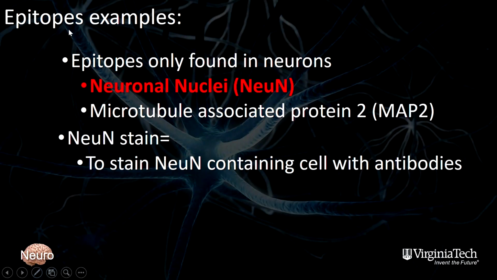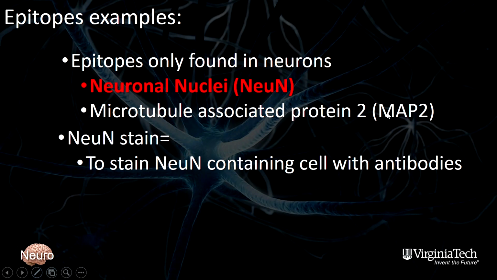Okay, let's talk about the epitope examples. So there are some epitopes you can only find in neurons, and because of this, we'll be able to use immunofluorescence to label neurons. So there are 2 of them. One is NeuN. It's also called neuronal nuclei. This is actually a protein name, and there are multiple epitopes on this protein, and all the epitopes on this protein are called NeuN epitopes. And for short, people will just call that NeuN. And actually, NeuN is also an antigen name. So that's why people use antigen and epitope interchangeably.